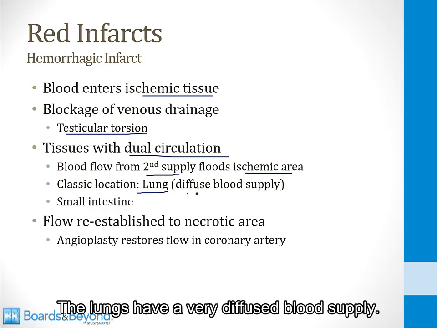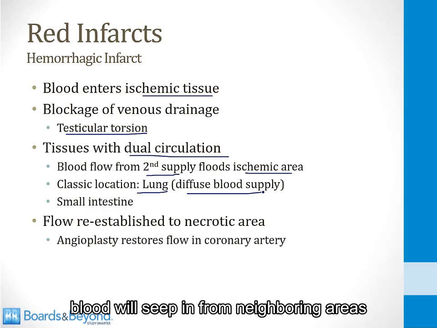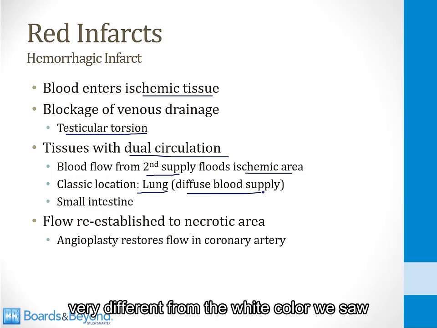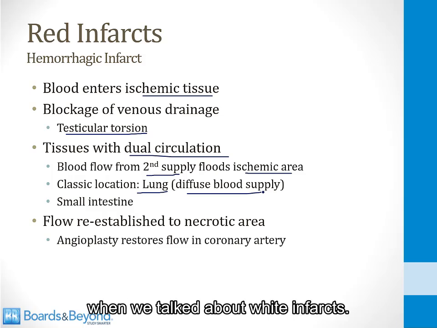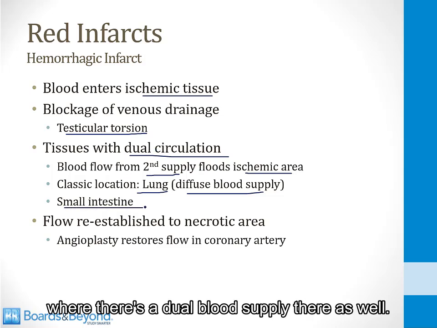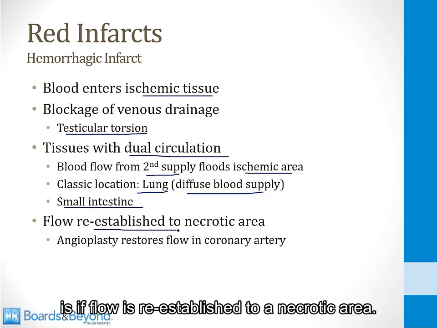The lungs have a very diffuse blood supply, so if there's an infarction to an area of the lung, blood will seep in from neighboring areas and give that infarction a red color, very different from the white color we saw when we talked about white infarcts. You can also see this in the small intestine where there is a dual blood supply there as well. And then the final reason that a red infarct can occur is if flow is reestablished to a necrotic area.